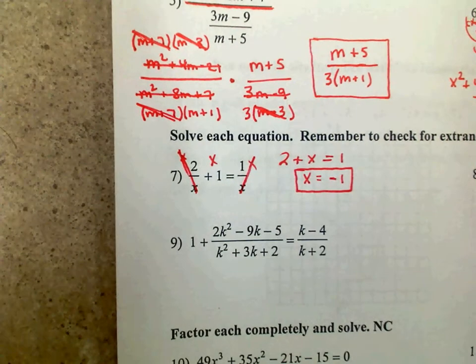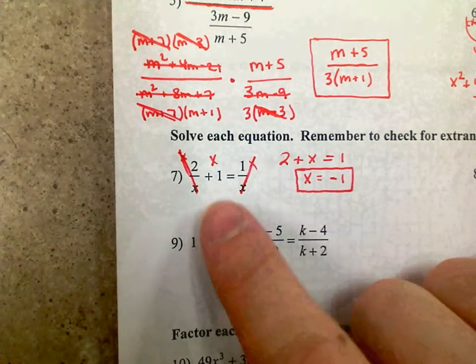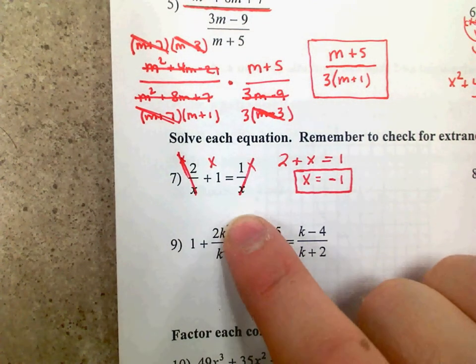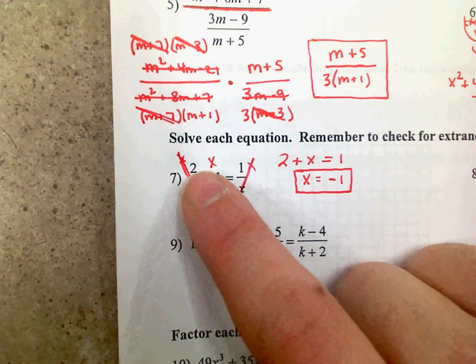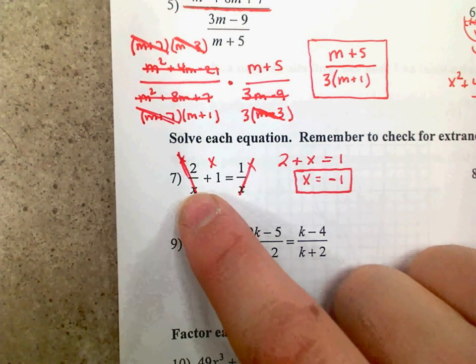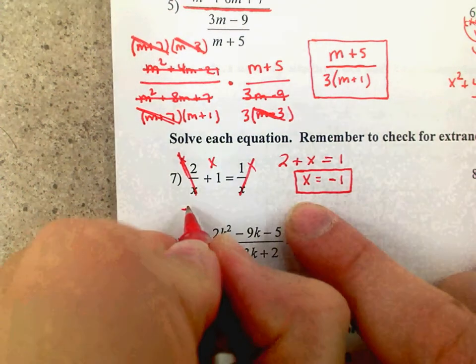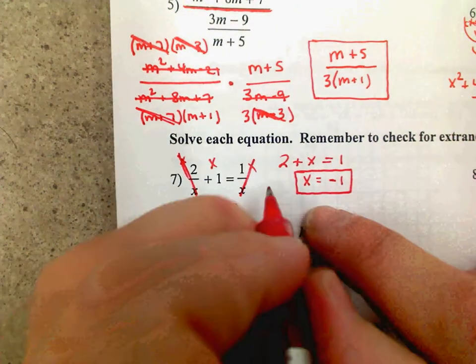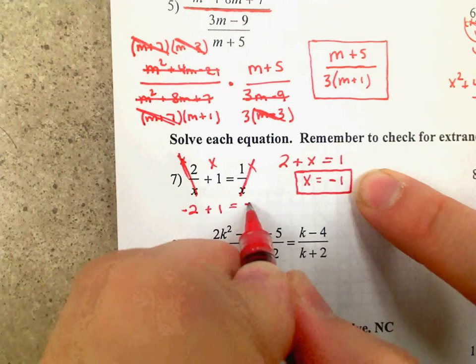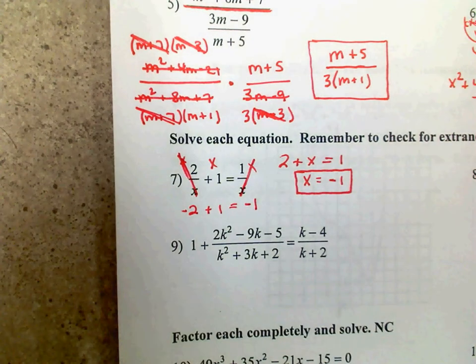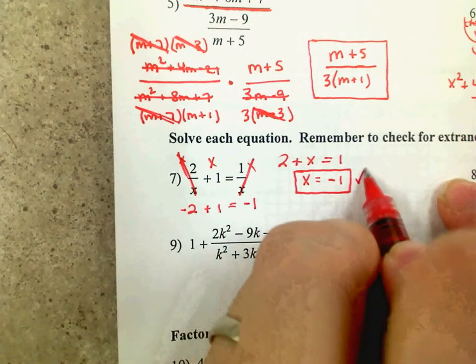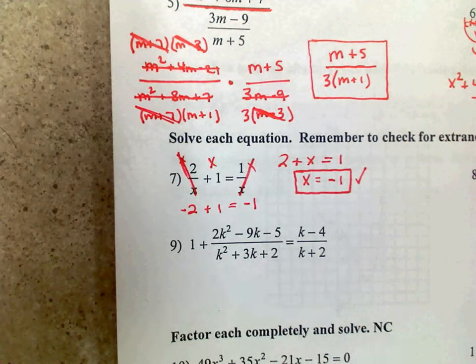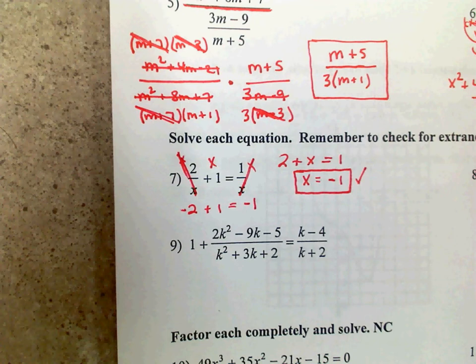Now it does say remember to check for extraneous solutions. So I would go back to the original problem, plug it in, and make sure that it works. So 2 divided by x is negative 1. 2 divided by negative 1 is negative 2, plus 1 equals 1 divided by negative 1 is negative 1. So is negative 2 plus 1 equal to negative 1? Yeah. So we checked it. It does work. That answer is not extraneous. Okay. Always good plan anyway. Go back and check your work. Make sure that it's right.